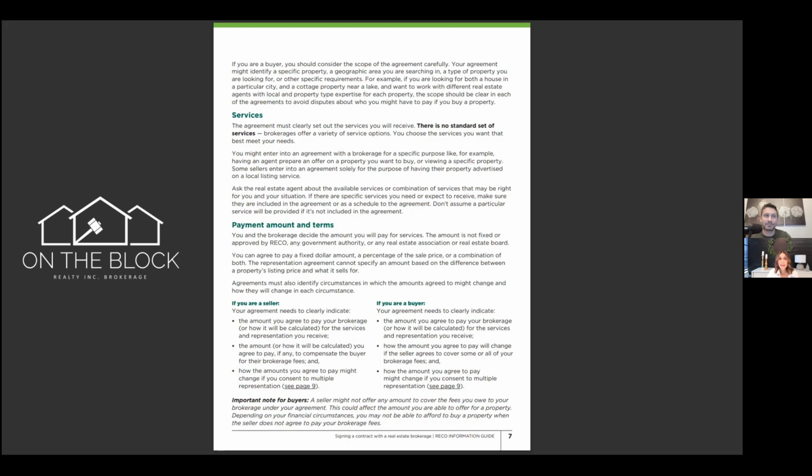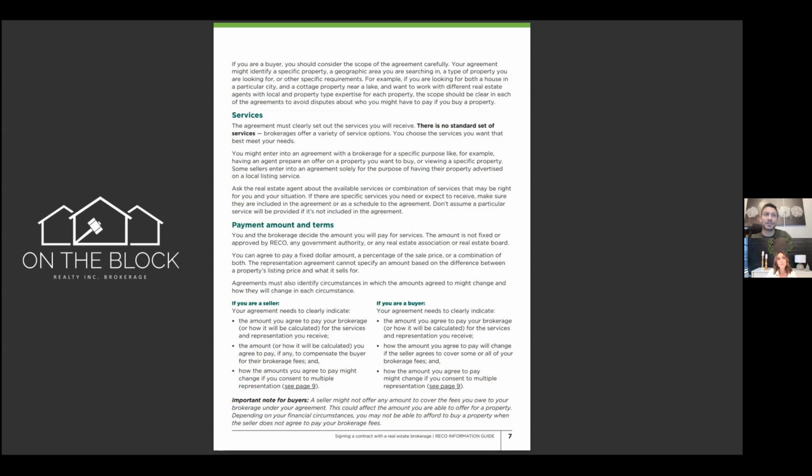Also necessary in any representation agreement is a clear explanation of how the payment terms are to work. In the case of a buyer or seller agreement, the details of remuneration are equally necessary. Several important pieces of information are required. You must see the amount that is agreed you will pay the brokerage. This goes for both buyers and sellers.